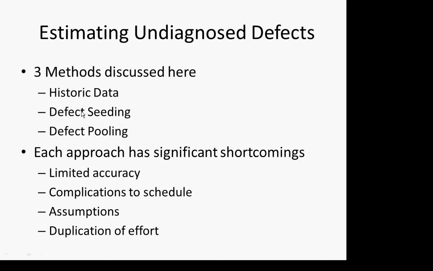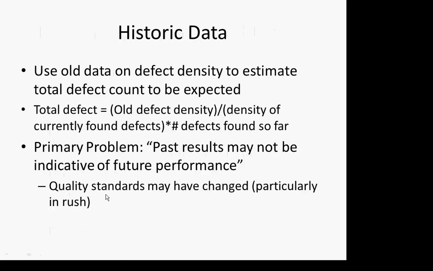So each of these approaches is imperfect. But it's a lot better than just having no clue at all how many defects are out there. There's complications, there's assumptions, there's some duplication of effort involved, but I would argue it's a lot better than just throwing up your hands and saying we don't know how many undiagnosed defects there are. So let's talk about these 3 approaches. The first one, as I noted, I'm just going to refer to briefly, and that's the use of historic data.